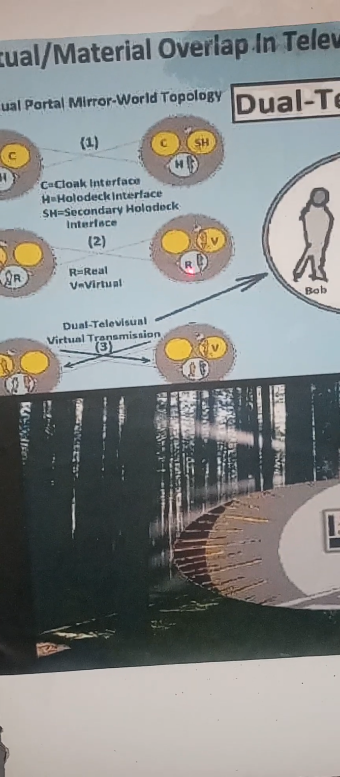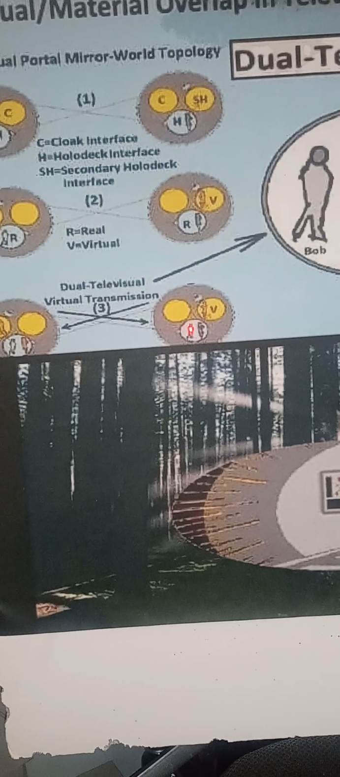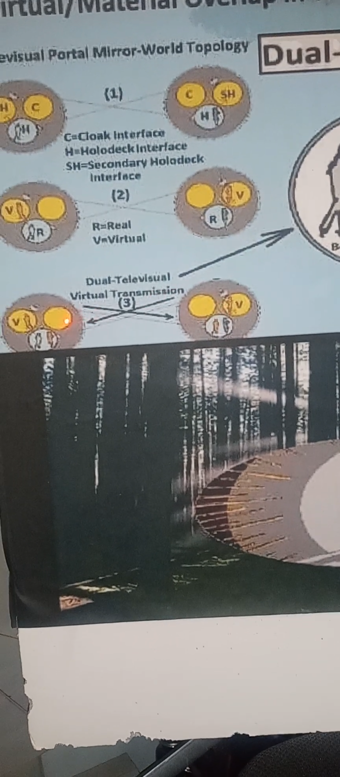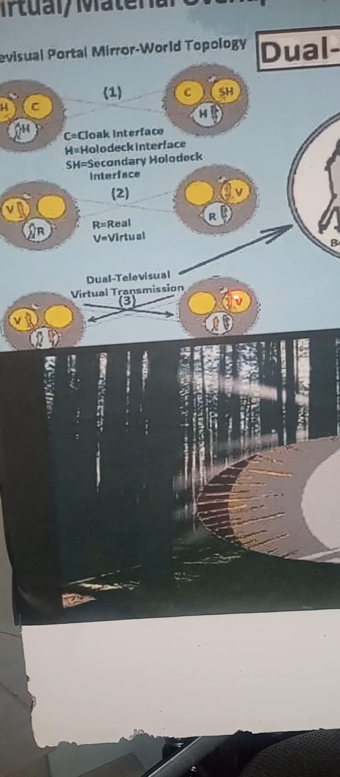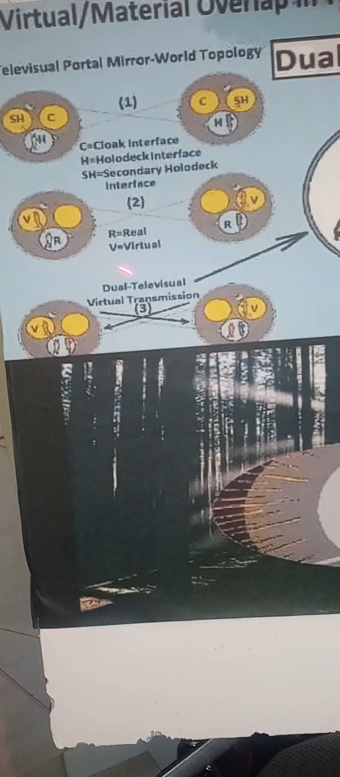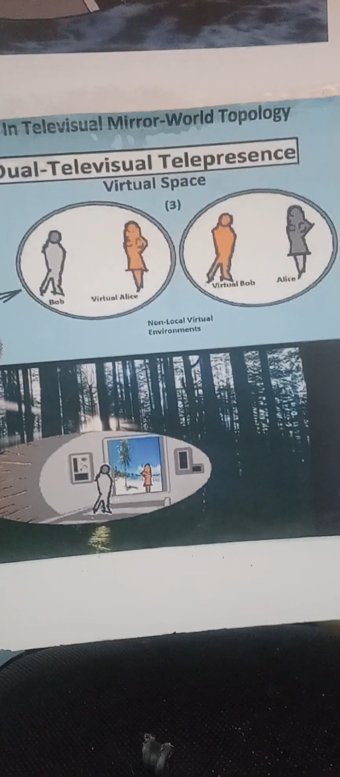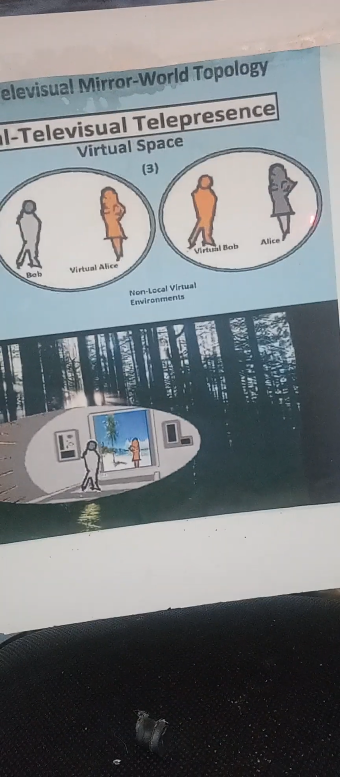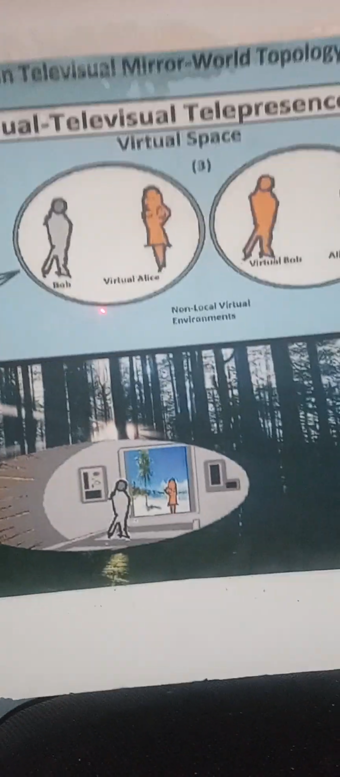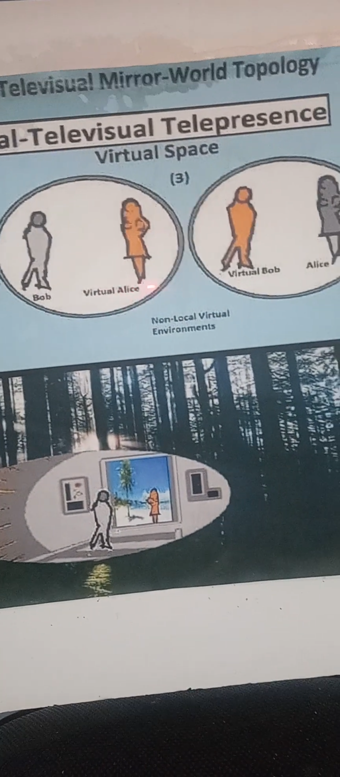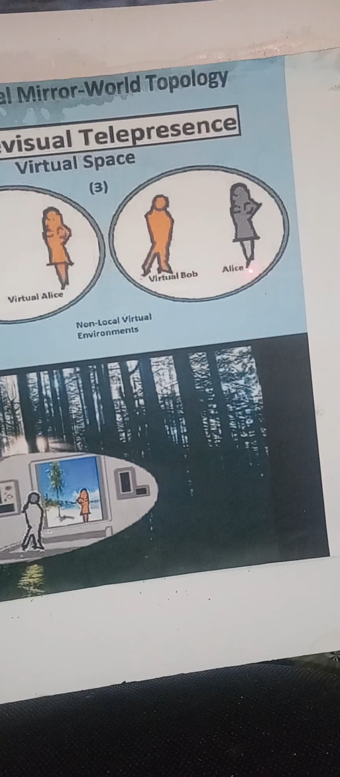It's transferred over to the real holodeck where the virtual information is received again in the virtual holodeck and transferred over, and this goes back and forth into a dual televisual telepresence. And these orange figures are what I made for the telepresent people, Bob and Alice. Bob is here, and this is a virtual Alice. This is a virtual Bob, and this is a real Alice, through each other's holodeck.